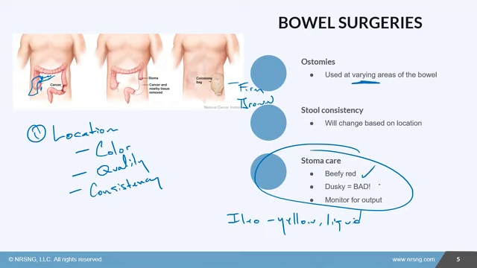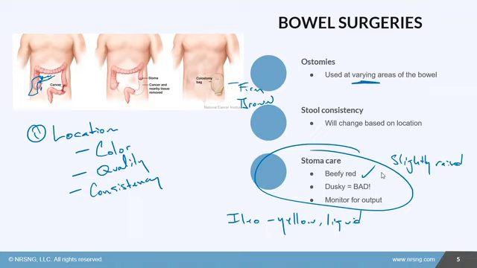First off, beefy red is normal. It should also be slightly raised, and that's normal. If it's protruding, that's bad. Call the provider, get in there to the bedside, and have them do something called a reduction. Most of the time they'll do a reduction, which is basically where they push it back in. But that is totally patient dependent. It depends on the situation. That's what I've seen, but protruding is not normal.